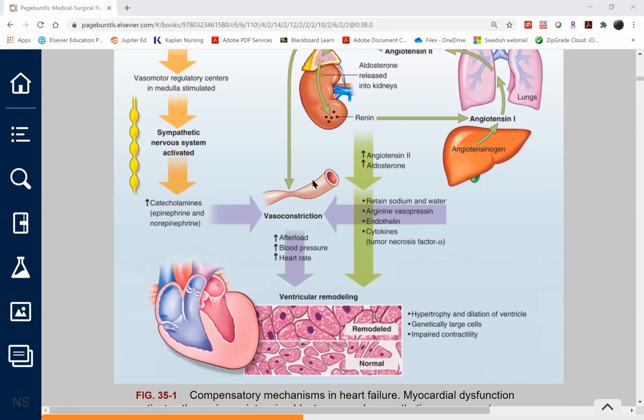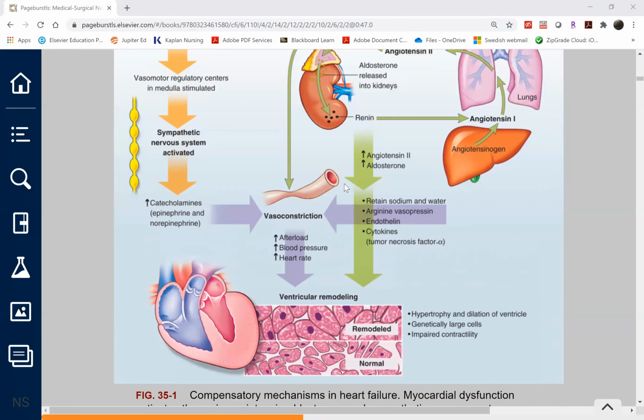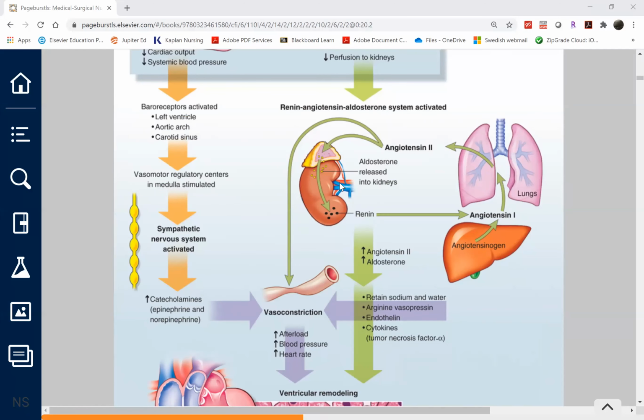So are we helping the heart here or are we killing it? We are killing it. So do we need these two responses to continue? No. So without even going to the intervention part of chapter 35, what drugs will we need to give in order to stop these two? Beta blockers. Number one is beta blockers. That stops the sympathetic nervous system response.